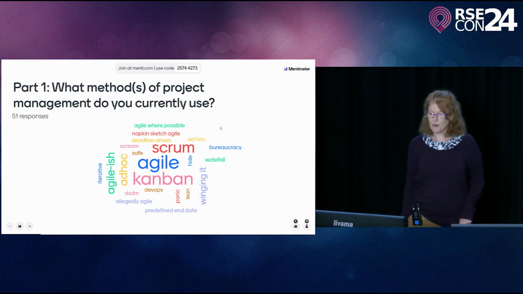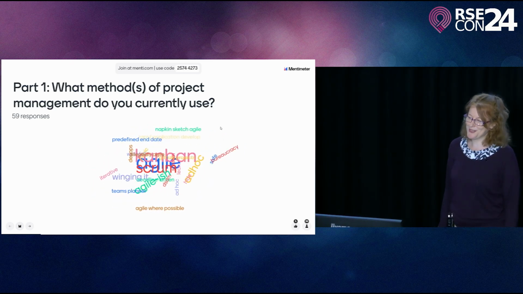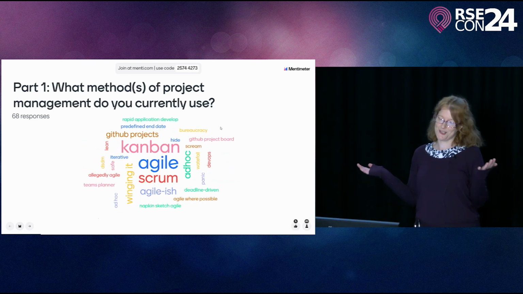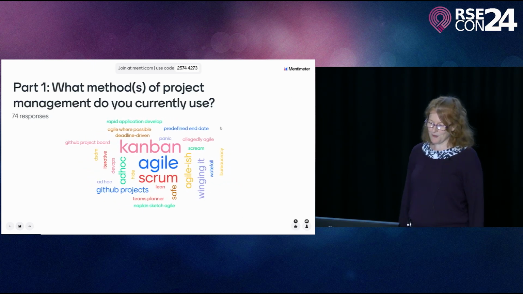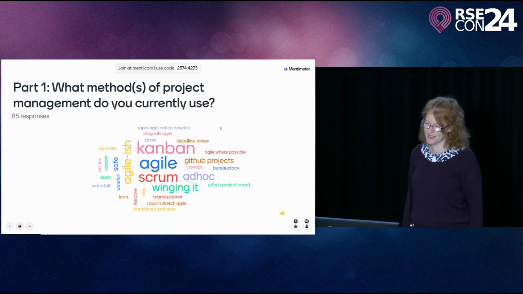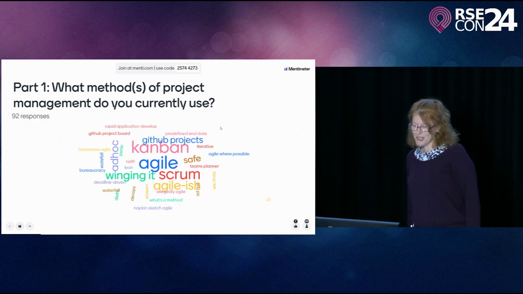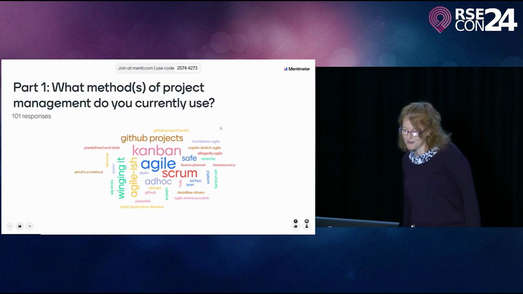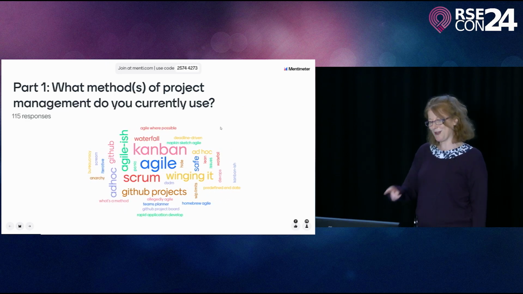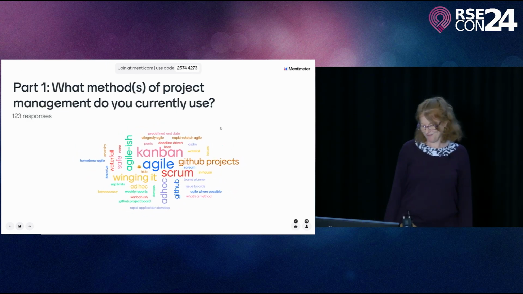Okay, so what methods of project management do you currently use? So I can see there, Agile-ish, that's good, you'll enjoy this talk. GitHub projects, which is also something that we use in ours. Rapid application development. So Agile's coming in a fair bit there. We've got Kanban, Agile, and Scrum seem to be the main ones, and GitHub projects. I like that, winging it as well, so we all know about that.